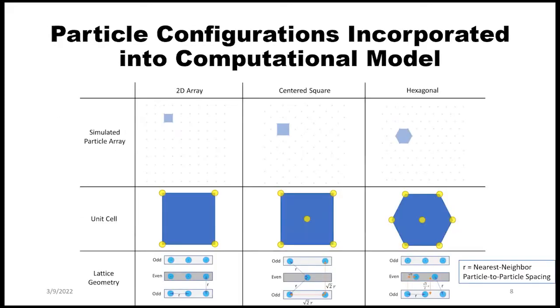So here we have the unit cells of different configurations and their lattice geometry, which shows different nearest neighbor particle spacing for different configurations. I have three different configurations, for example, two-dimensional array: centered, square, and hexagonal.